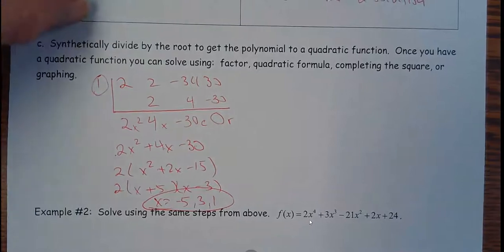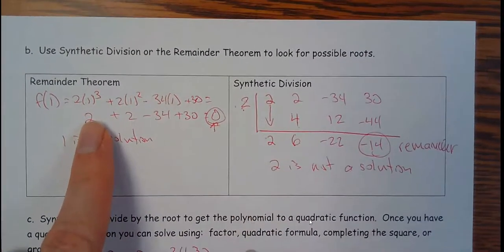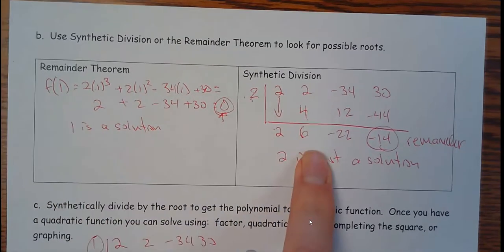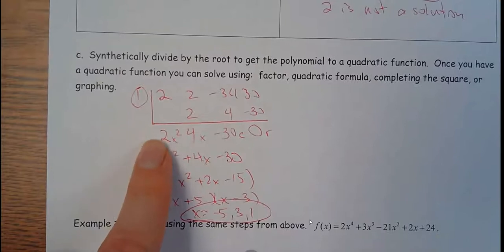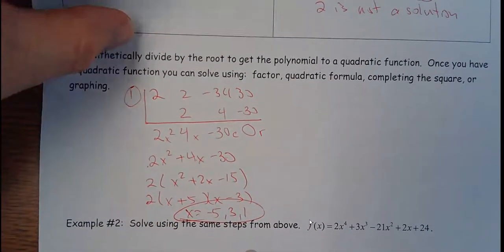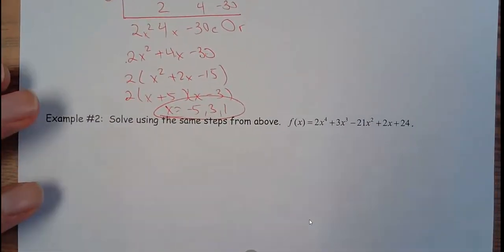Now, like I said, this way is good for telling if something's a root, but then what do you do next once you found one? If you use this method, like we did here, synthetic division, we could use the result to keep going and factoring. It made it easier to find the rest. So use the same steps from above on this one.